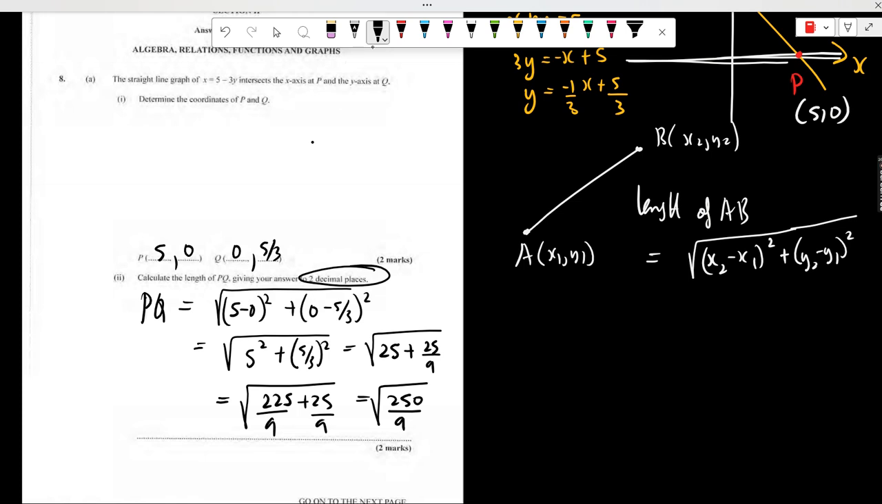5.27. Anybody else getting that? Okay, good. So that's the length of the line PQ. Now, to tell us that R is a midpoint of PQ.